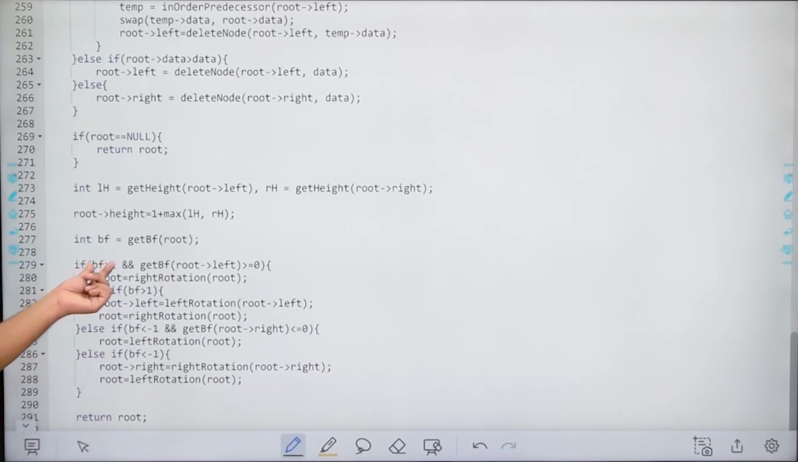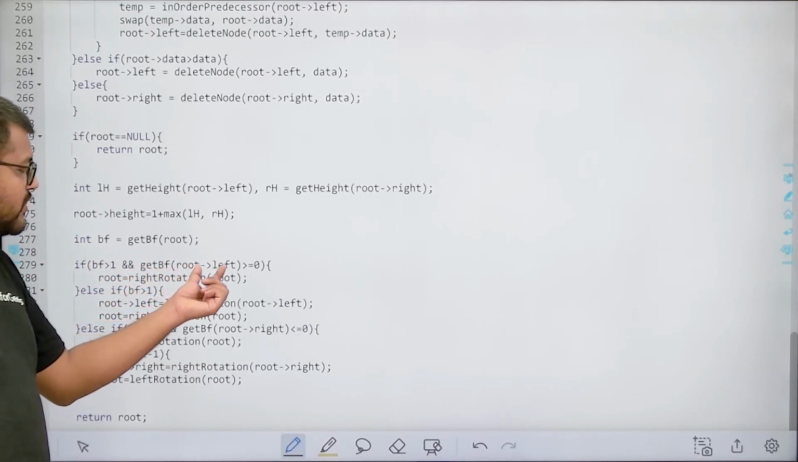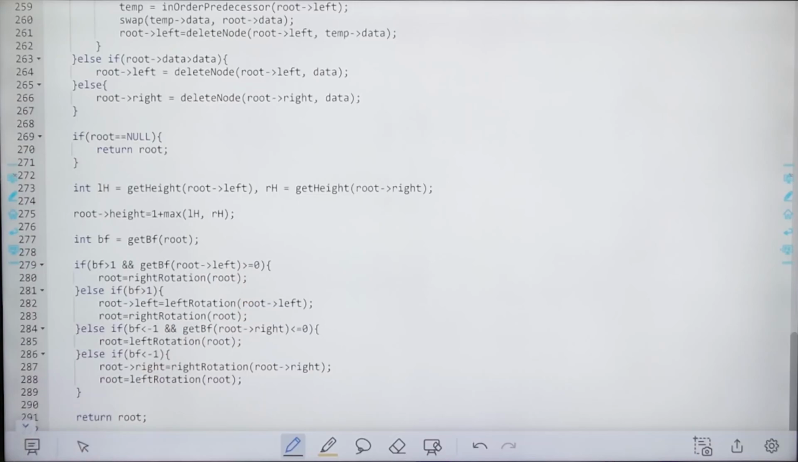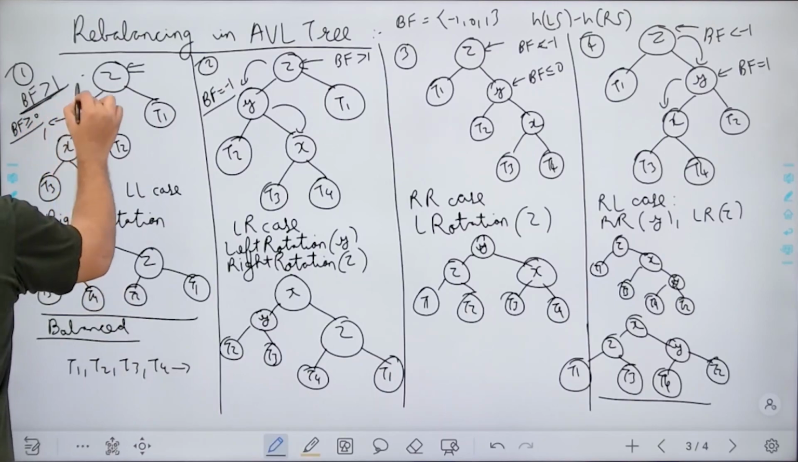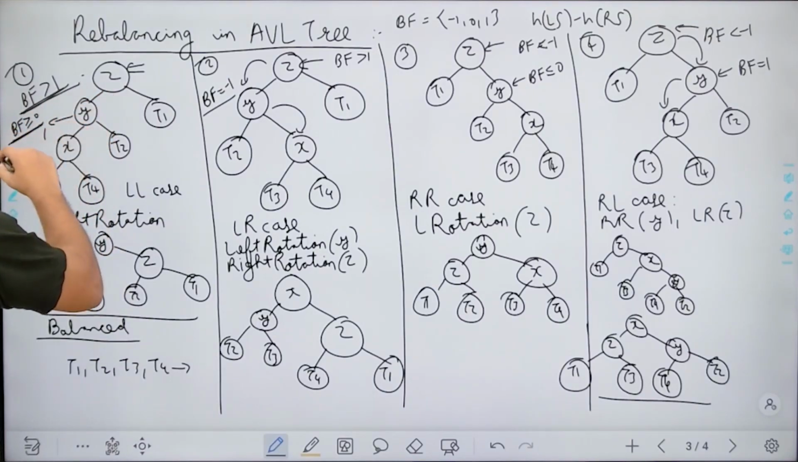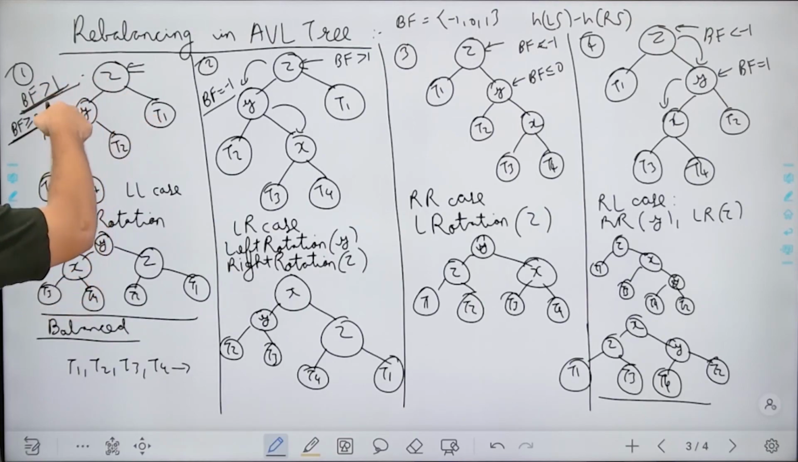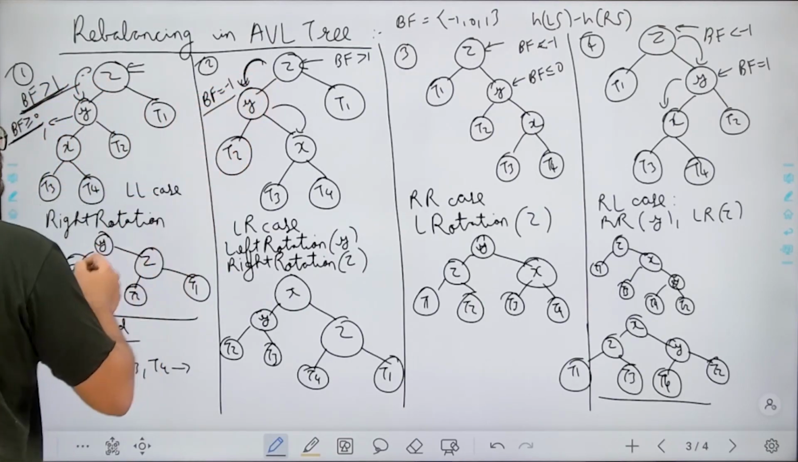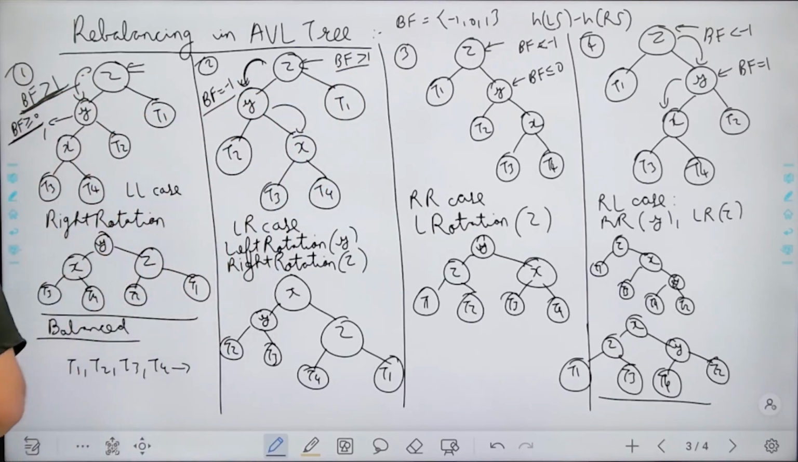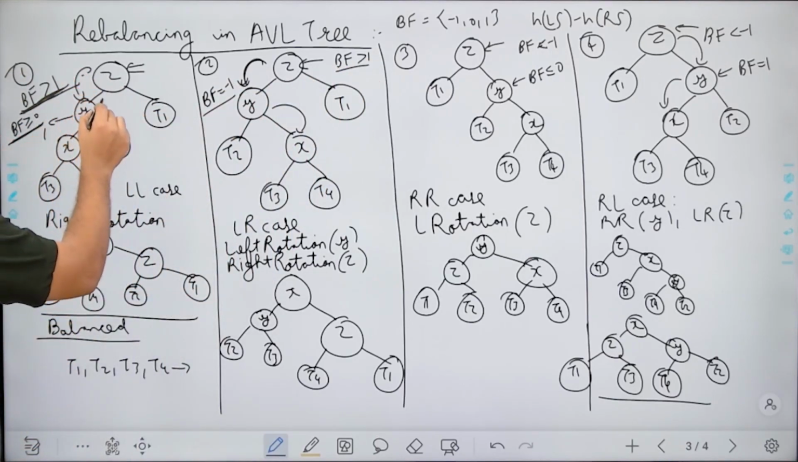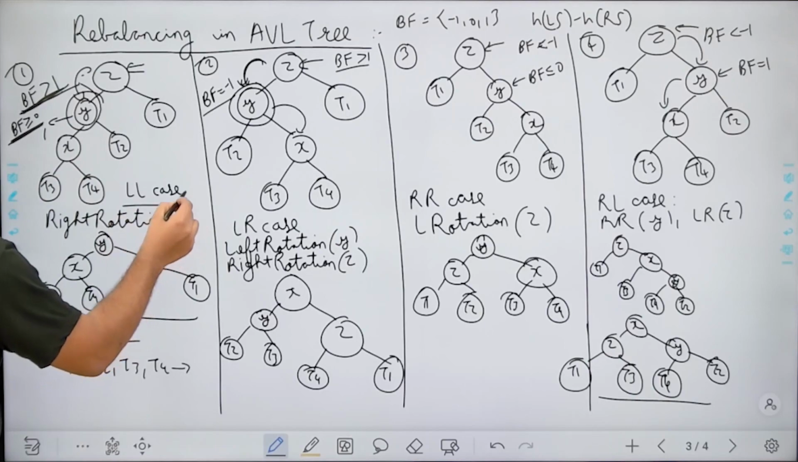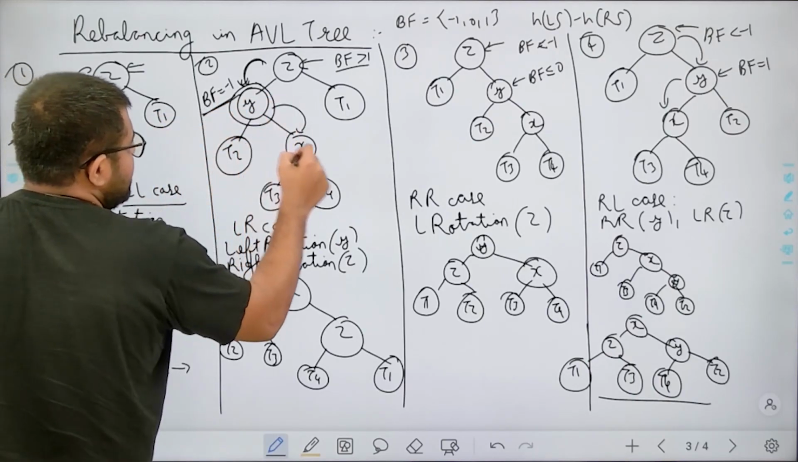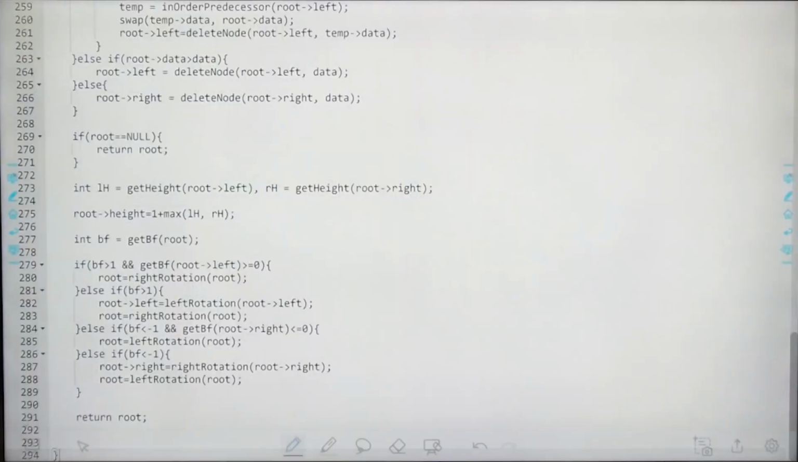Okay, if balancing factor is greater than 1, and balancing factor of root left is greater than or equal to 0. What does this mean? Understand, if balancing factor is greater than 1, it means y is on the left hand side. These two are the cases. Balancing factor is greater than 1, and if balancing factor of root left, that is y, is greater than or equal to 0, this is the left case. If it is equal to -1, then it is the left right case. So that is basically what we are looking at here.